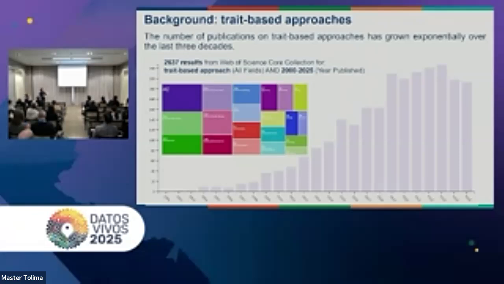As you can see in the figure, trait-based approaches are widespread in ecological research, but also in other fields. And you can see that the number of publications on trait-based approaches has grown exponentially in the last 3 decades.